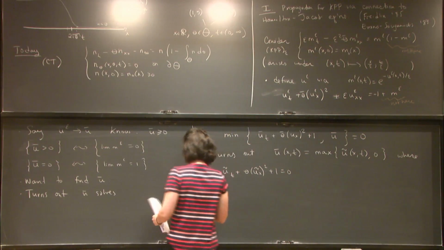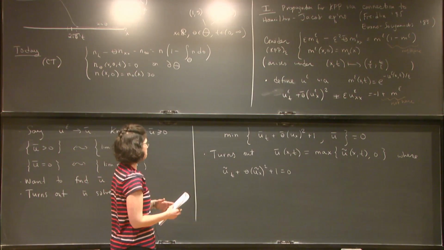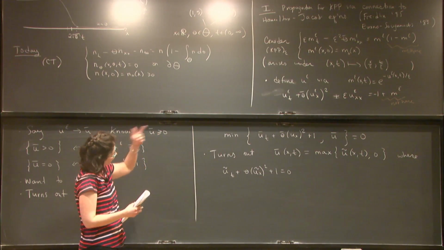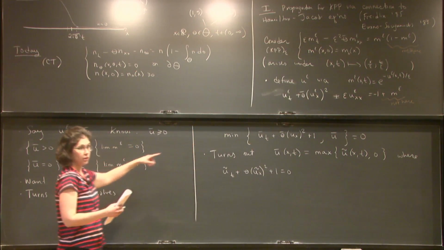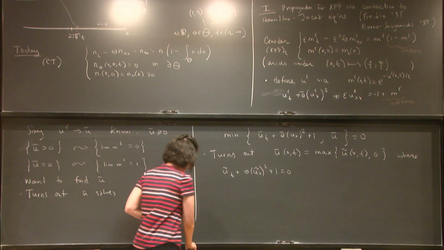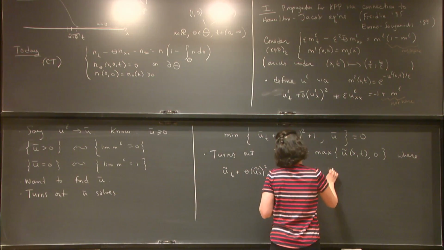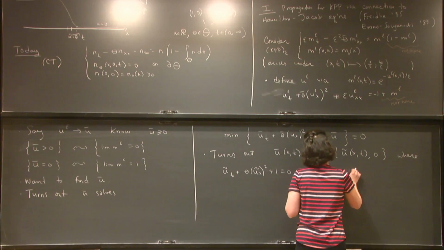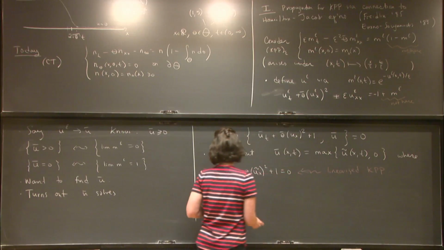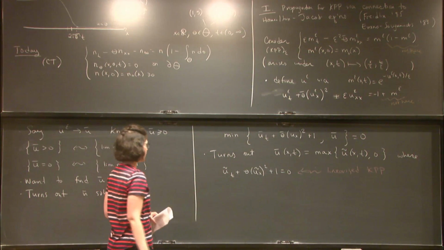So one conclusion is that in this setting, the linearized problem determines the propagation in the nonlinear problem. So this corresponds to the linear problem, so this corresponds to linearized KPP. And it determines the propagation in the main equation, and that's not always the case.